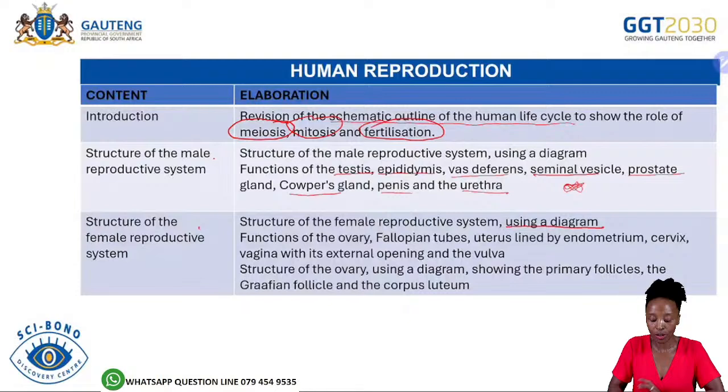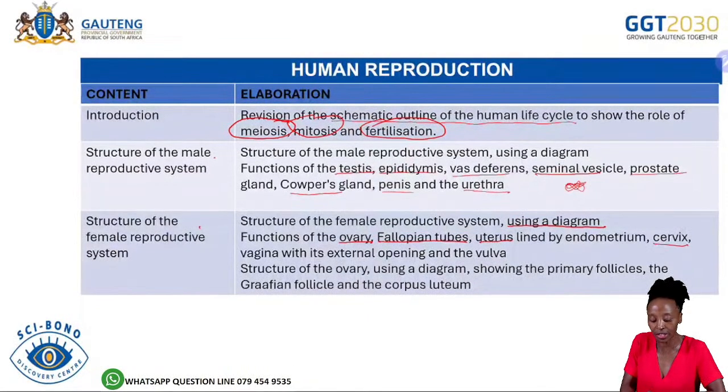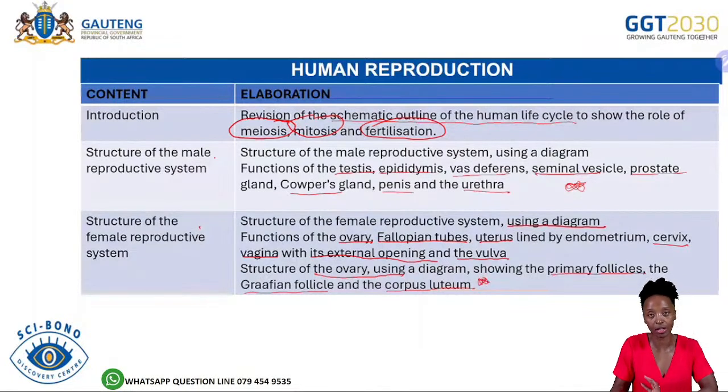So with the female, again using the diagram, we'll be looking at the functions of the ovary, the fallopian tubes, the uterus, the cervix, the vagina, and its external opening that is called the what? The vulva. We are also going to look at the structure of the ovary, showing the what? The primary follicle, the Graafian follicle, and the what? And the corpus luteum. Although for the last part here, the primary follicles, the Graafian follicles, and the corpus luteum, you will learn more about the formation of these in gametogenesis and later when you do the menstrual cycle. But for now, you just have to know what is in the ovaries.